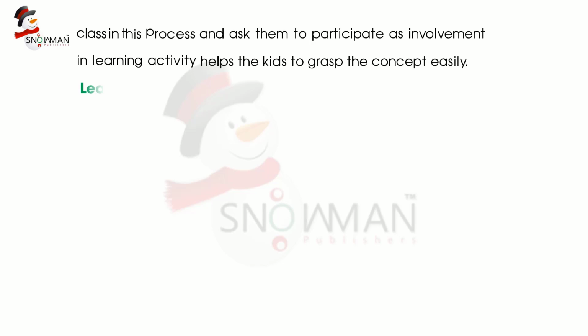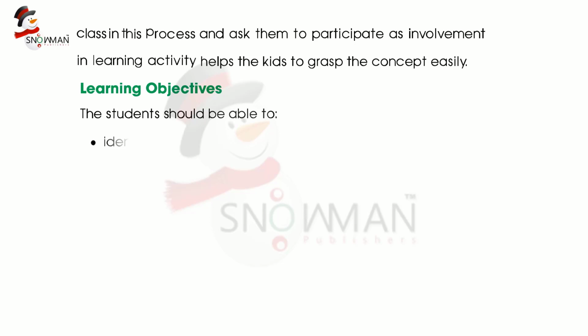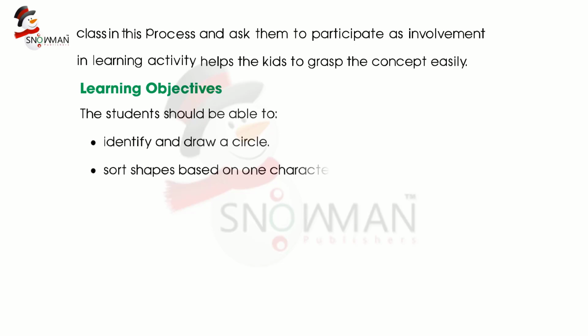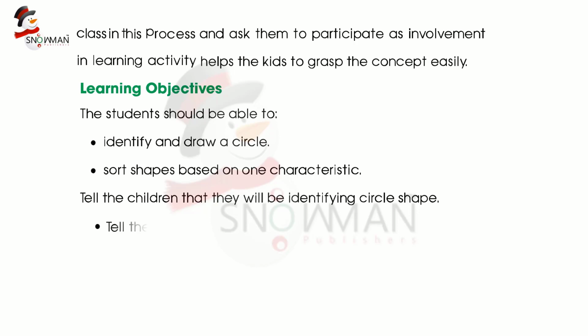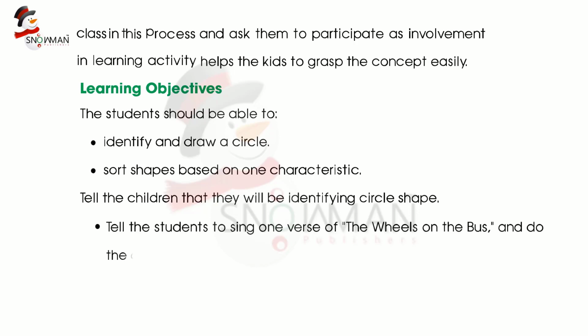Learning objectives. The students should be able to identify and draw a circle, and sort shapes based upon one characteristic. Tell the children that they will be identifying a circle shape. Tell the students to sing one verse of Wheels on the Bus and do the actions.